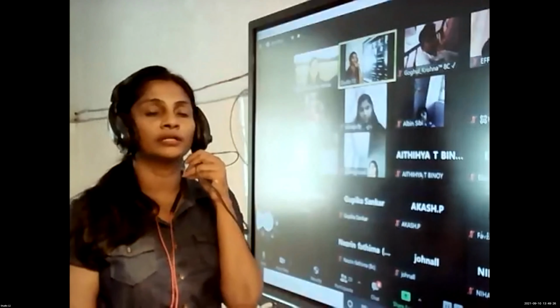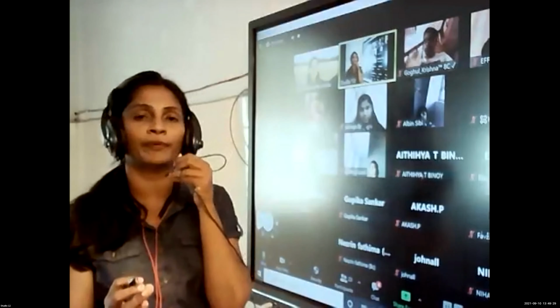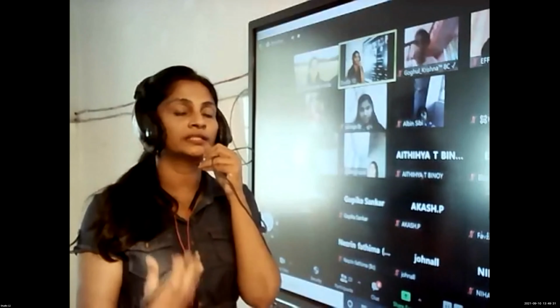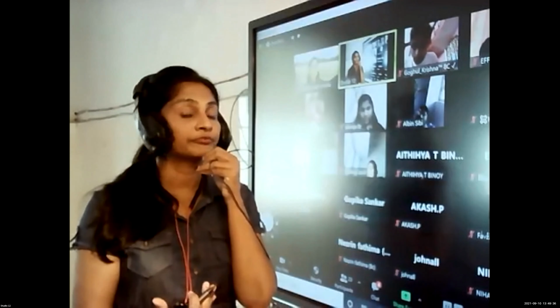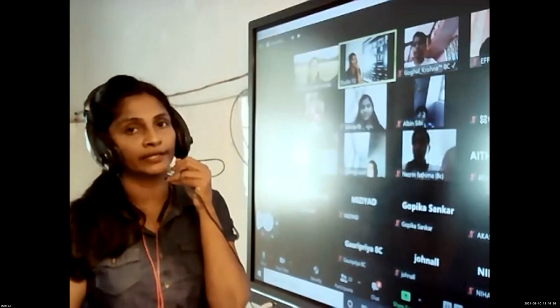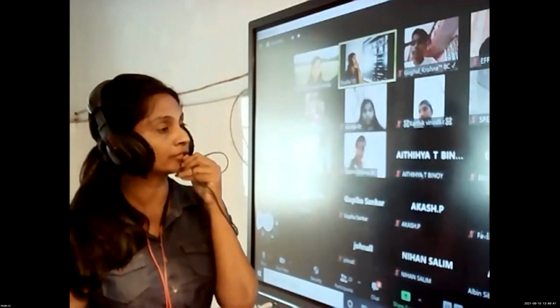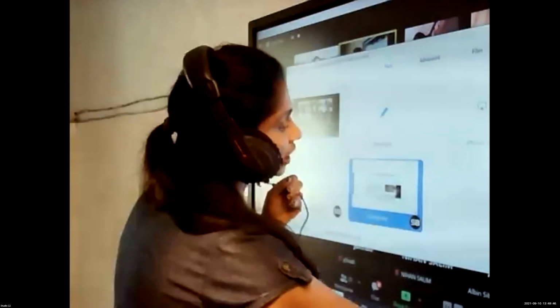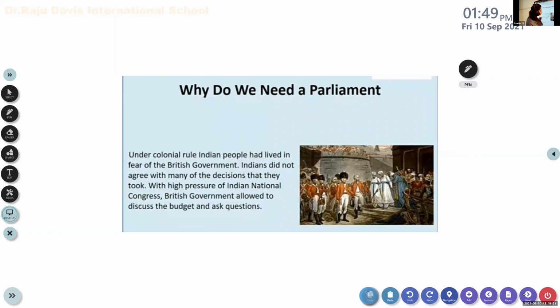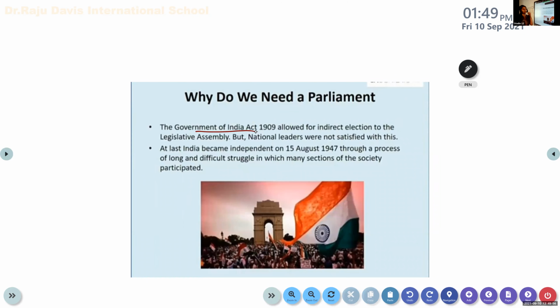So the Indian National Congress, the first political party, demanded representation in the Legislative Assembly. At first, the Britishers were not ready to agree to this, but the Government of India Act of 1909 allowed for indirect election to the Legislative Assembly.